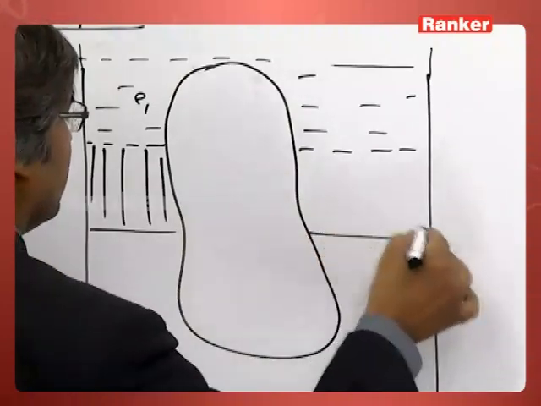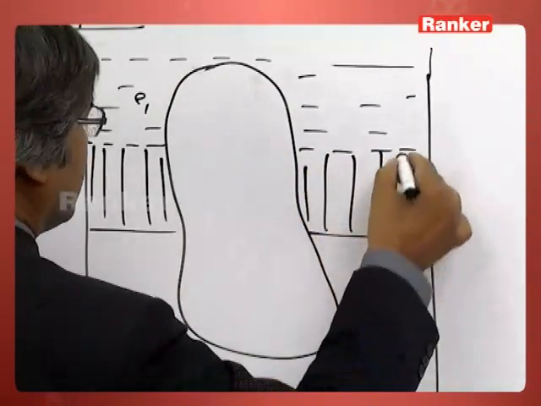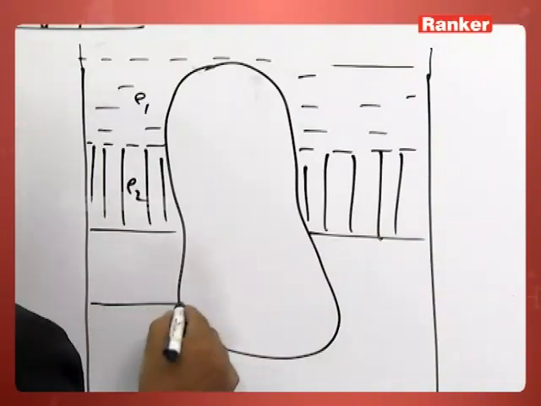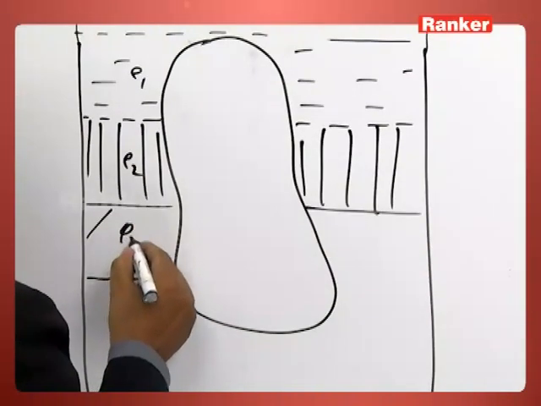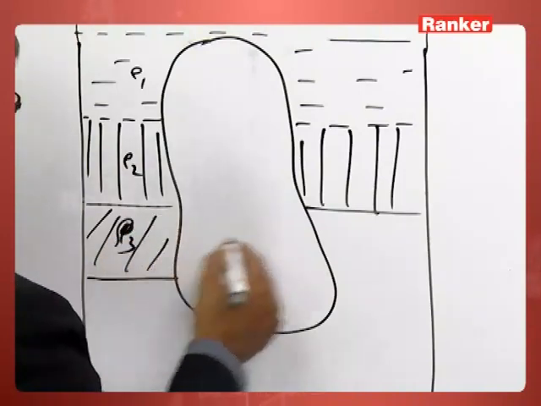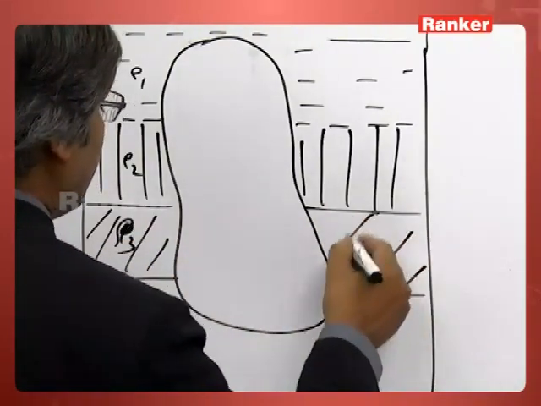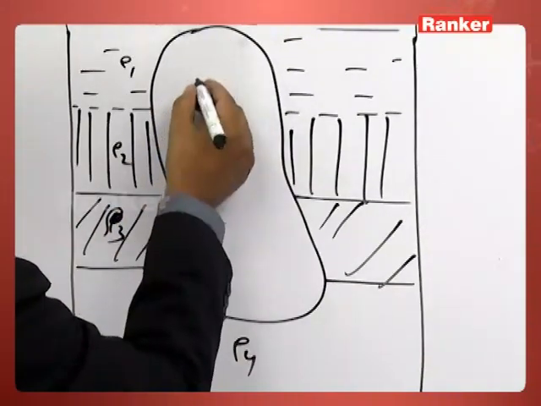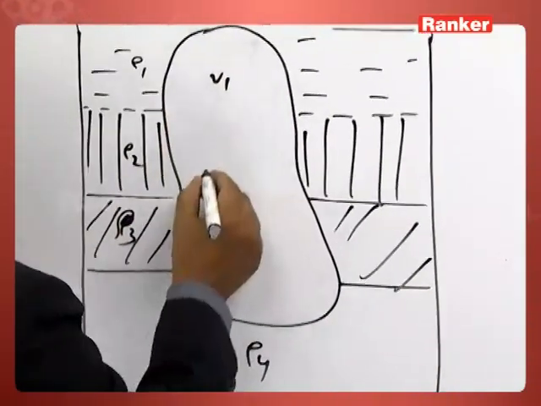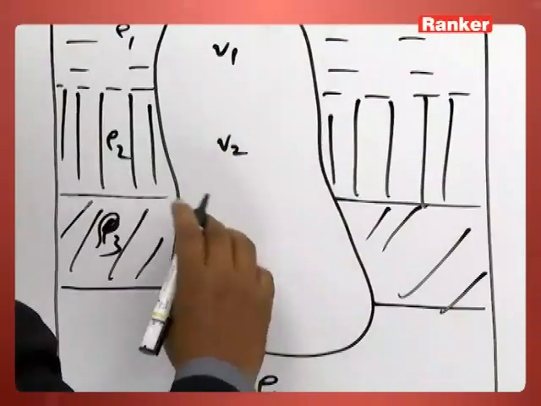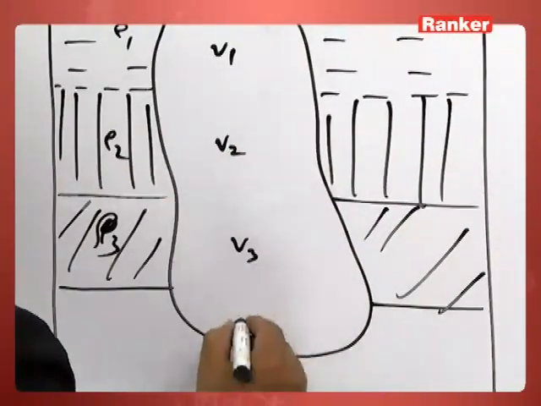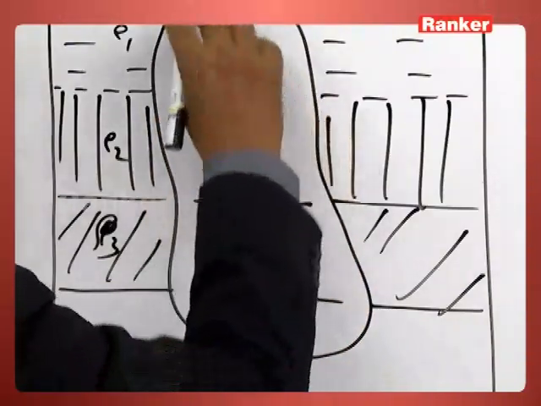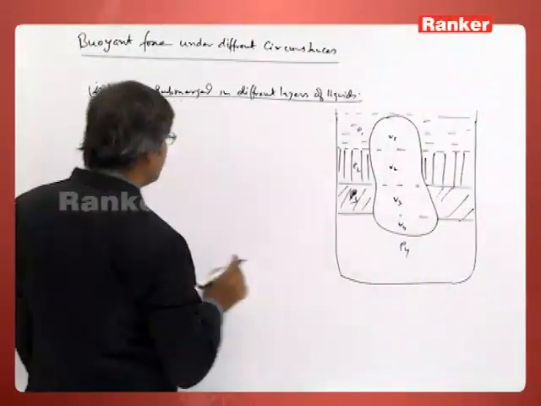They are all immiscible liquids of density rho 2. Then again we have this rho 3 density, and then we have rho 4. And the part which is inside the first liquid is suppose V1, the part which is inside the second is V2, this is V3 part, and this is V4 part. So we have different parts.